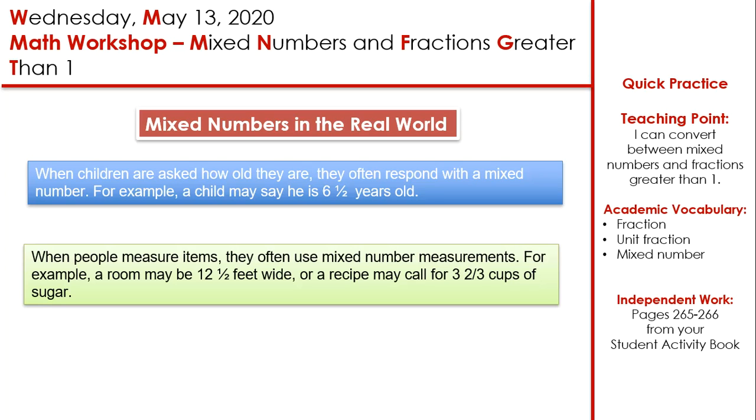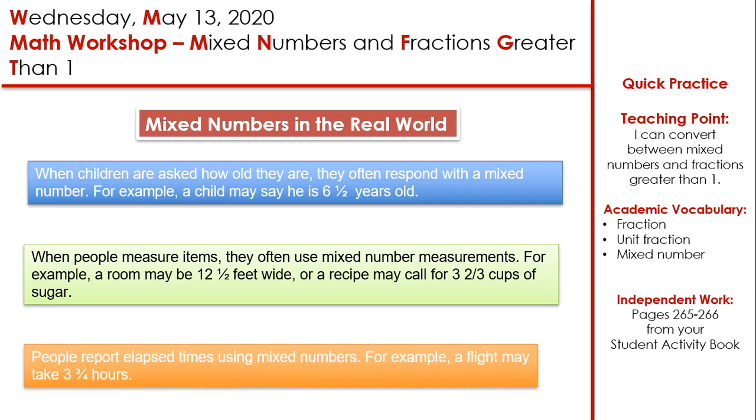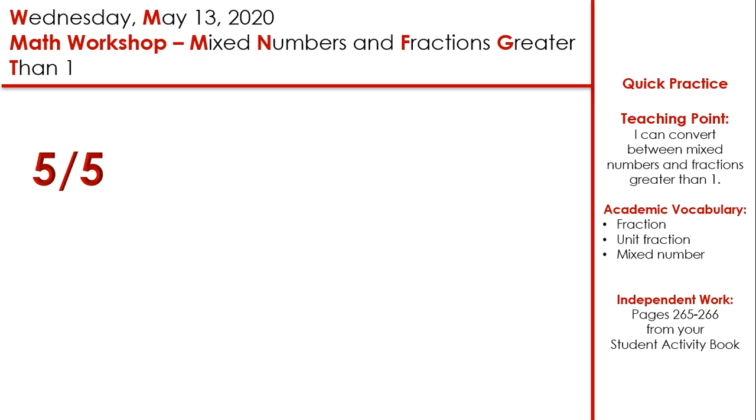Another example could be when people measure items, they often use mixed number measurements. For example, a room may be 12.5 feet wide, or a recipe may call for 3 2/3 cups of sugar, right? Or people report elapsed times using mixed numbers. For example, a flight may take 3 3/4 hours. Probably we usually use decimals or percentages, but they still represent mixed numbers.